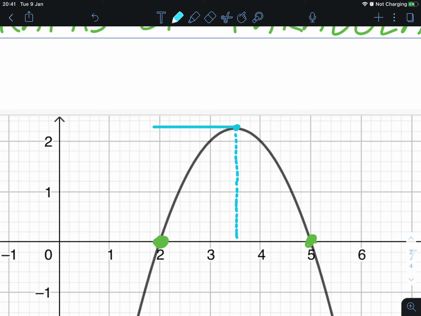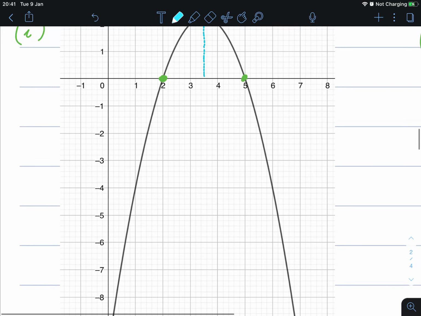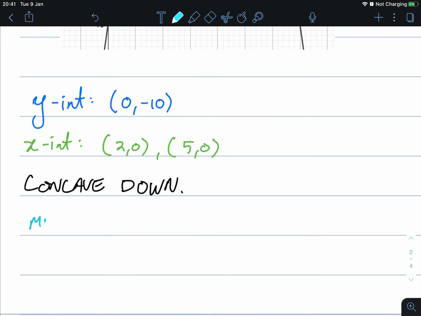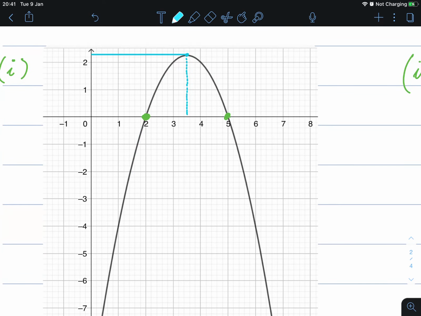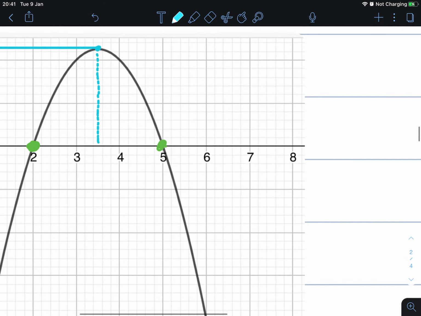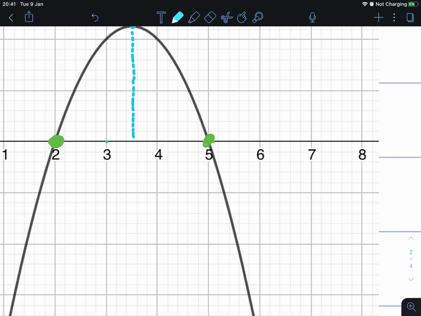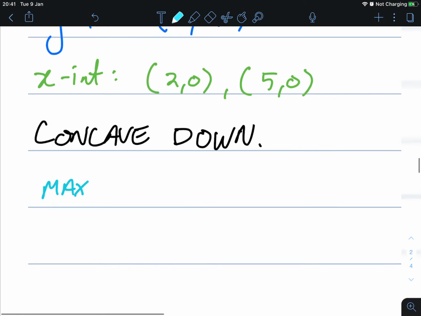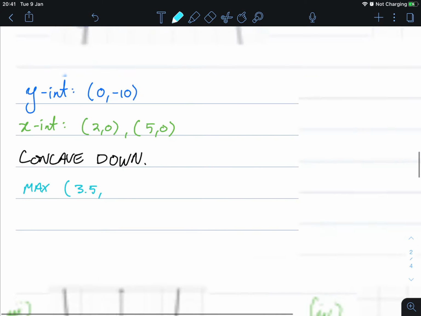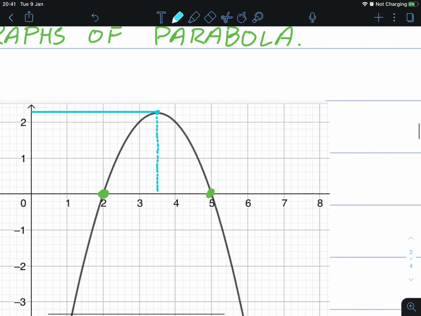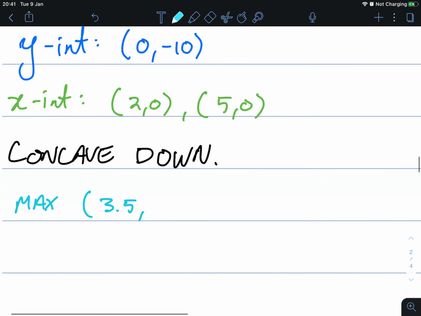So that's 2.2. From the looks of it, that is about 2.3. So this maximum, because its vertex is now a maximum point, is at this x value here. That looks like it's about 3.5. Its maximum is at 3.5 in the x coordinate, and its y coordinate looks about 2.3 from the looks of it.